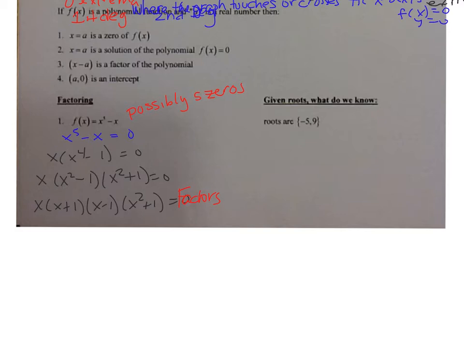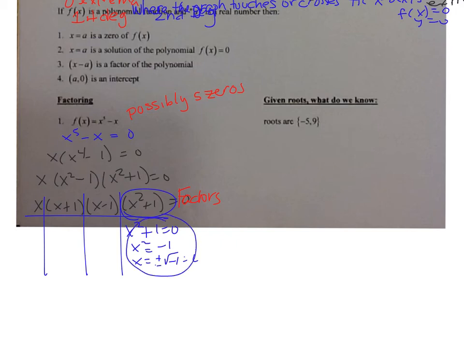Now, when I draw my t-chart, I do this. Now I'm going to find my zeros. So let's just take a look at this one first. X squared plus 1 equals 0. So when you subtract 1 from both sides, you get x squared equals negative 1. Take the square root of both sides, you get plus or minus the square root of negative 1, which is i. So this here would be no real roots.